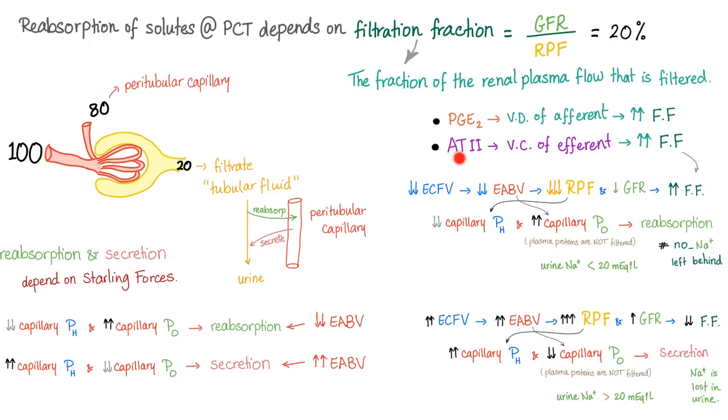increased filtration fraction. Let's say that you constricted the efferent, okay, more blood is going to get filtered because all of the blood coming to here will end up here, not here, because you have constricted this. This will increase your filtration fraction.